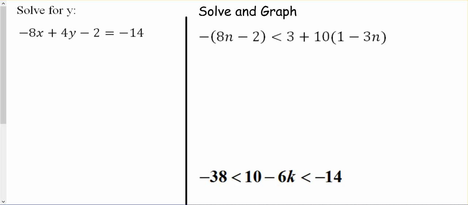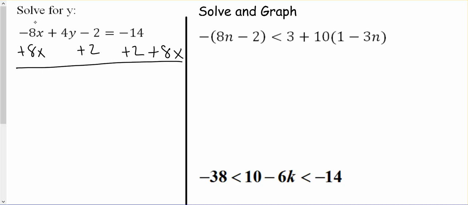The first problem, solving for y. We want to get everything except for y on one side of our equation and y by itself on the other side of the equation. So we can add 8x to both sides. We can also add 2 to both sides because we don't want our x's or our constants on that same side.